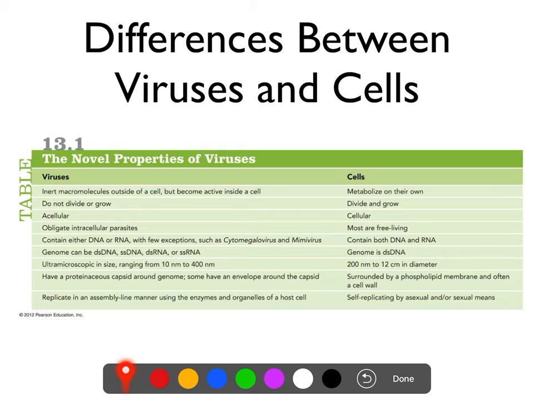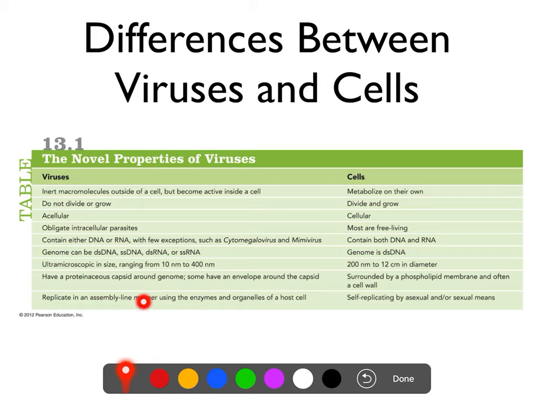What divides the inside of a virus from the outside of a virus is the protein capsid. In a cell, what divides the inside from the outside is the phospholipid membrane. And last, how they replicate. Cells replicate by asexual or sexual means, but generally speaking, they divide.